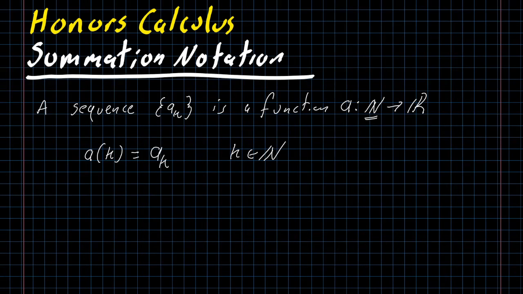No fractions, no negative numbers, no irrational numbers. Even 0 is usually out. I say usually, sometimes it makes sense to include 0 in the natural numbers, sometimes it does not, depending on your particular context and your particular needs.